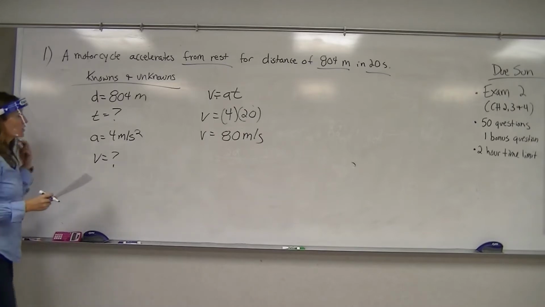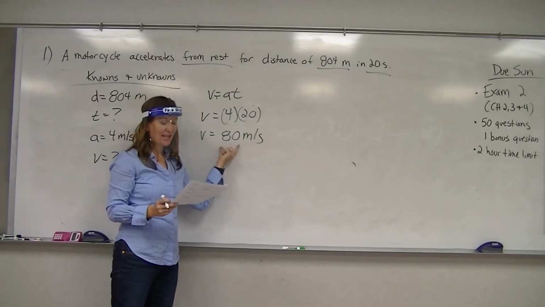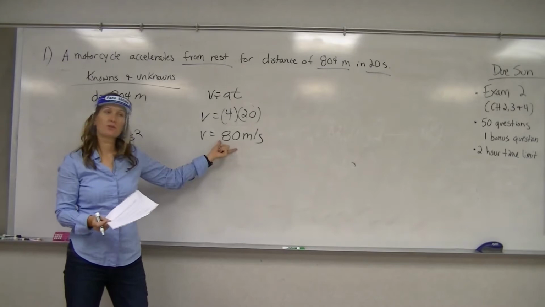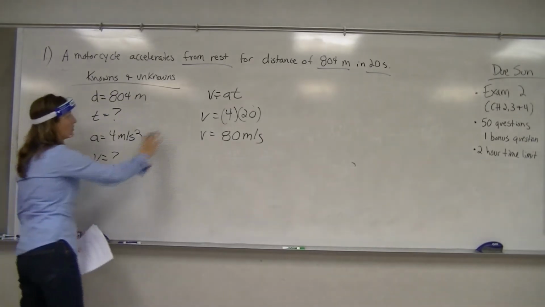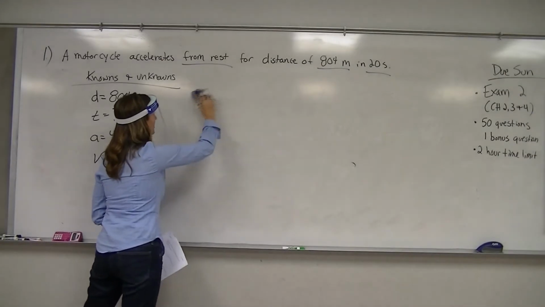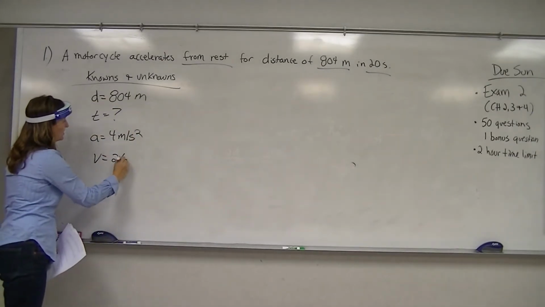Okay, so it took 20 seconds to reach 80. Now it's asking, how long would it take to reach 26.82? So we're calculating the time for a different velocity. So let's erase this velocity because we're not using that in this question. The velocity we're using is 26.82.